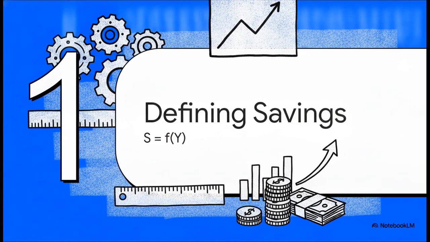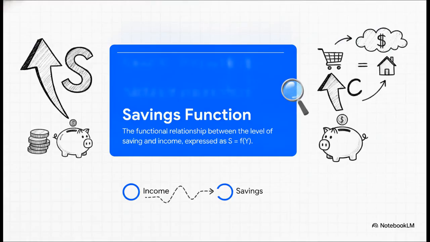Section 1. Defining the savings function. Okay, so before we draw a single line, we really need to nail down the core mathematical relationship we're exploring here. The savings function is actually remarkably straightforward. It just defines the relationship between the level of saving and the level of income. In math terms, we write this as S equals F of Y. Basically, savings is a function of income.